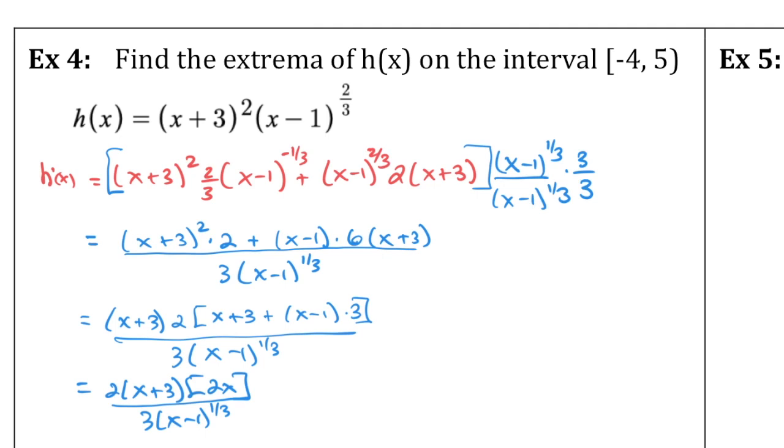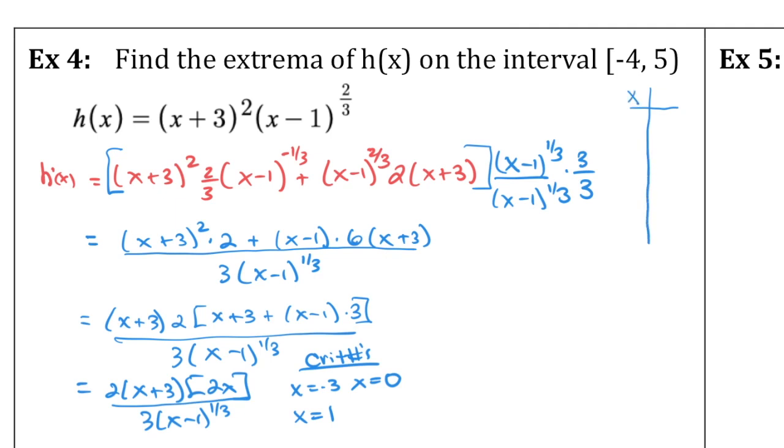So now that we've simplified this function, you can see that you have critical numbers where your derivative is equal to 0. So that will be at x equals negative 3 and x equals 0. You also have critical numbers where your derivative does not exist, and that will be at x equals 1. We're going to make our table of values to determine the mins and maxes.